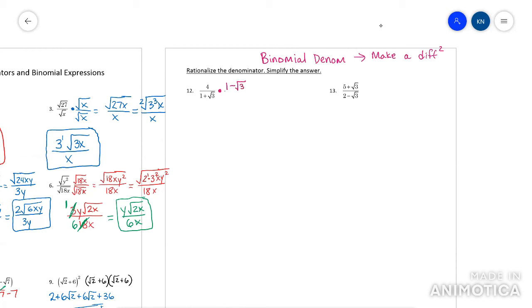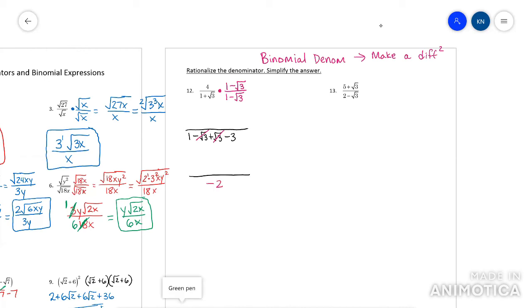1 minus root 3. 1 minus root 3. Because what's going to happen is, let me just do the denominator real quick. So I'm only talking about the denominator. You're going to have, FOIL it out. You'll have 1. The outside would be minus root 3. The inside would be plus root 3. And the L would be minus 3. And if you notice, these guys are going to cancel. And so on the bottom of your answer, it's just going to be 1 minus 3, which is negative 2.